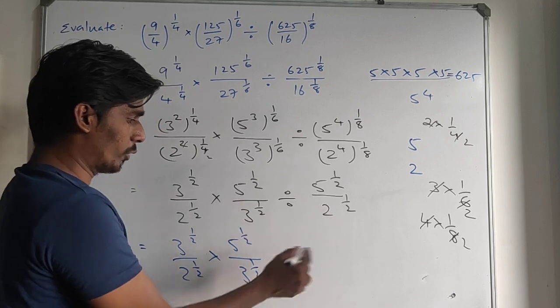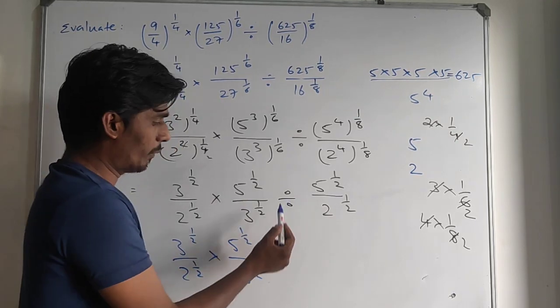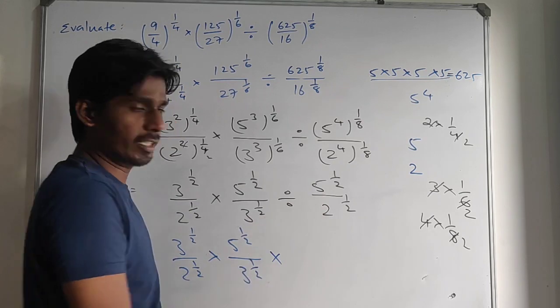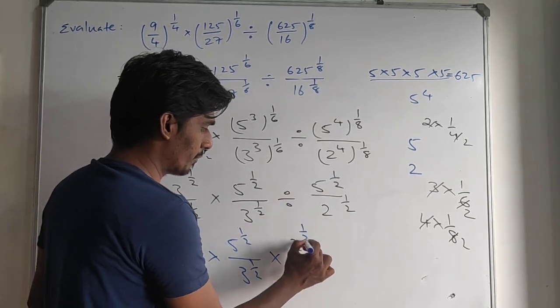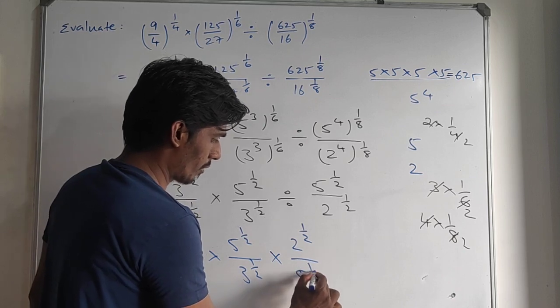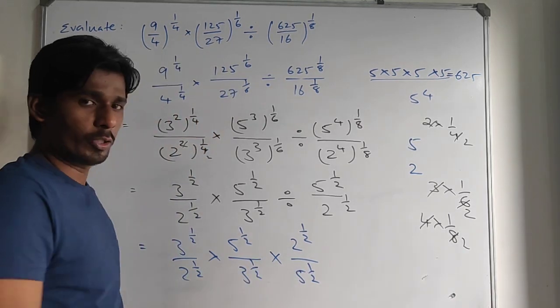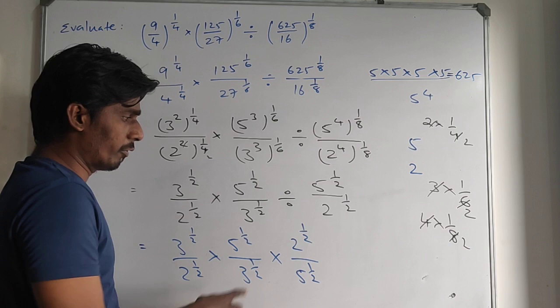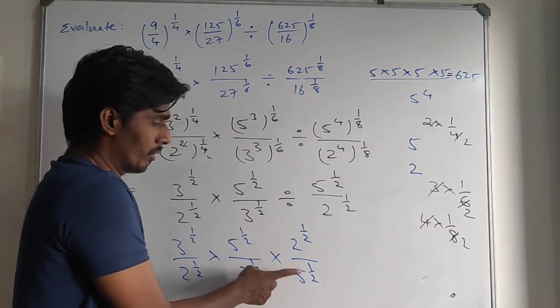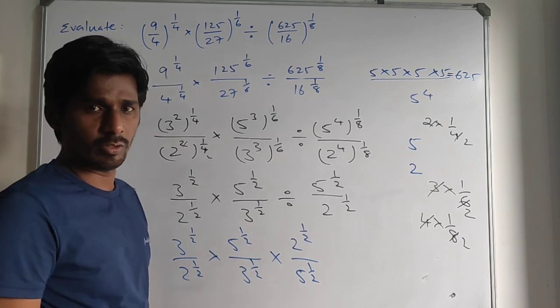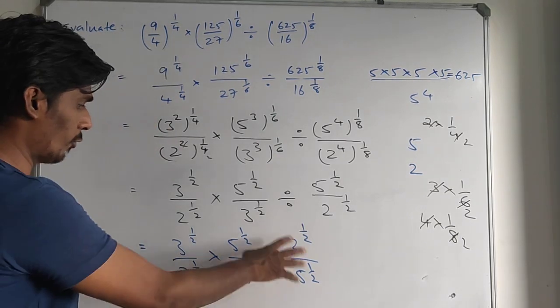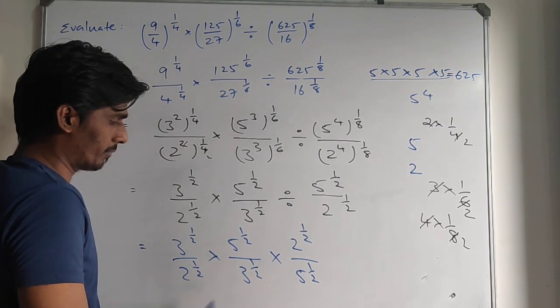Convert this divide into what? Multiplication. What will happen by converting divide to multiply? These two will get reciprocated. So where will the denominator go? Numerator. Here we are not going to change the sign. Here what we are doing? We are converting divide to multiply, so this gets reciprocated, and when a number is reciprocated, the sign does not change.